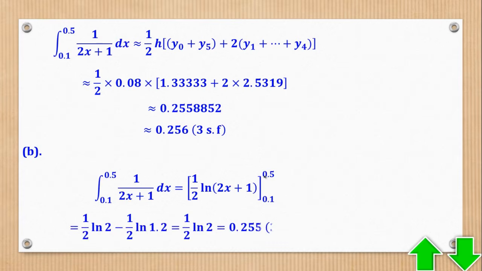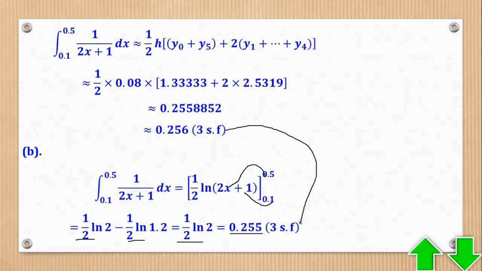So we are going to substitute the limits. Begin with the upper limit: where there is x, put there the upper limit, and also where there is x, put on the lower limit. In the end, you shall come up with a half ln 2, which is equal to 0.255.